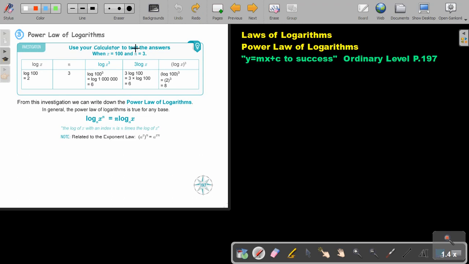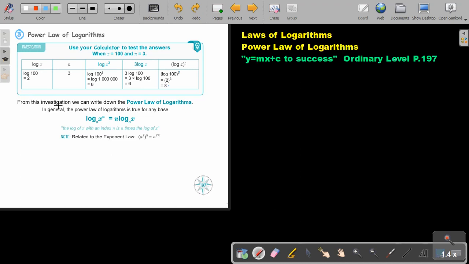Use your calculator to test the answers when x is 100 and n is 3. So log 100 is 2, n is 3. So log 100 to the power of 3 will be log 1,000,000, which is 6. If you say 3 multiply log 100, you will also get 6. But if you put bracket log 100, close the bracket, to the power of 3, you will get 8. So you can see that these two will be equal.